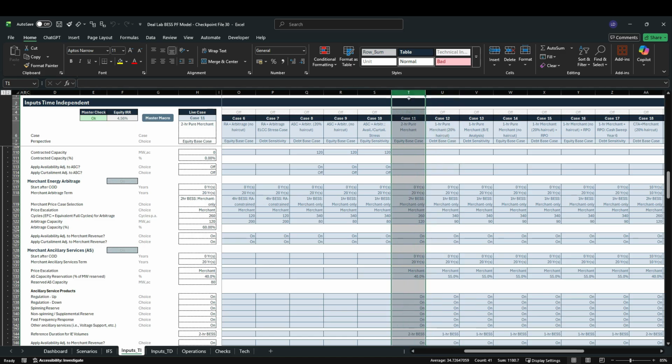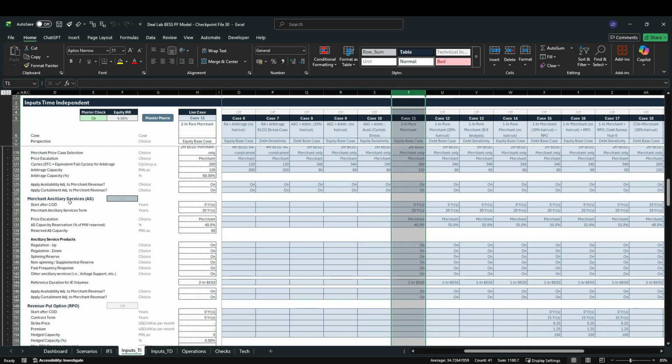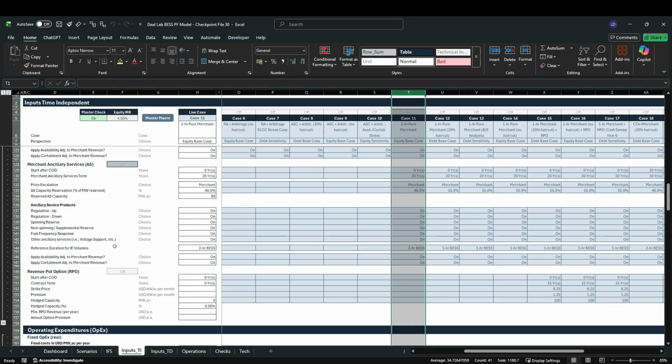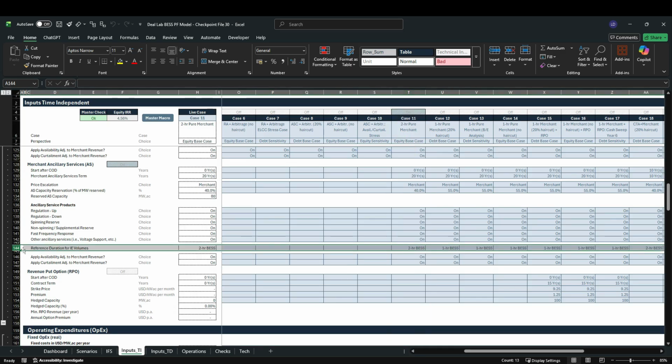Then we are also in both cases assuming some merchant auxiliary services, and the reference duration for all of our different auxiliary products, such as regulation up and down, spinning reserve, non-spinning and supplemental reserve, and fast frequency response, all of these schedules depend on either our 2-hour forecast or our 1-hour forecast provided by our independent engineer or merchant forecast provider.